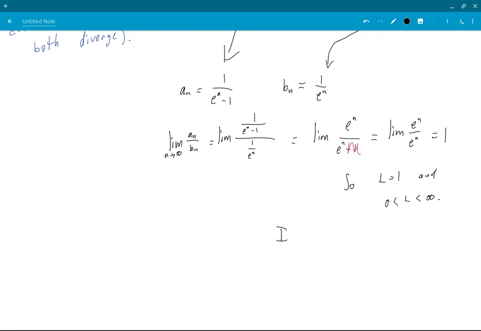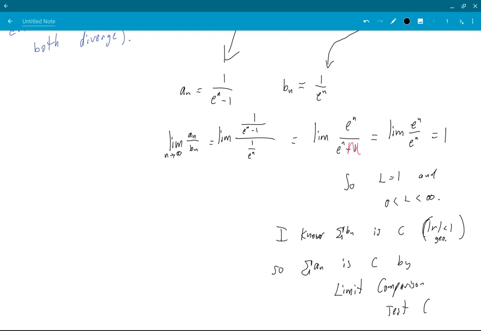So I'm going to write this out completely. So I know summation bn is convergent, because r is less than 1 in absolute value. It's geometric. So summation an is convergent by the limit comparison test. And in the future, I'll use an acronym, LCT.